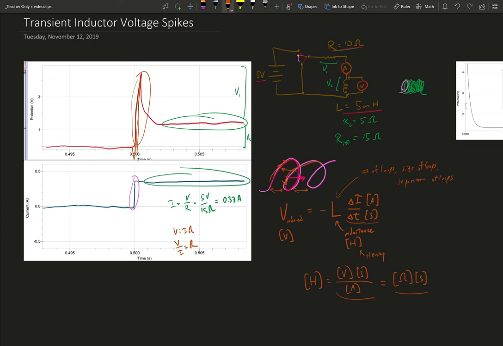We're going to continue this in another video where we'll deconstruct the decay of the curve.